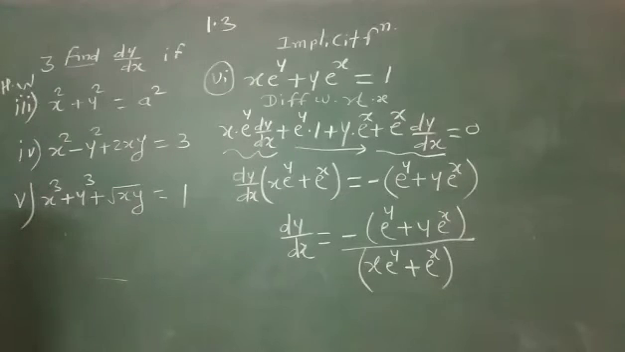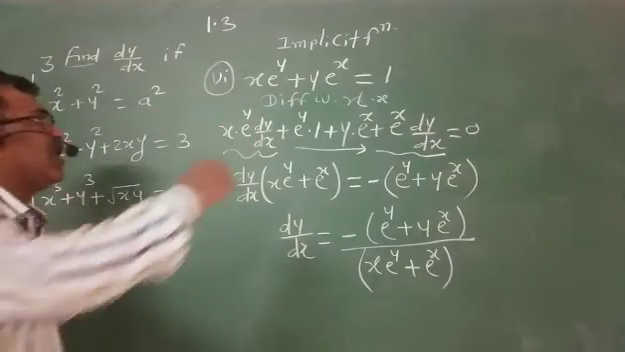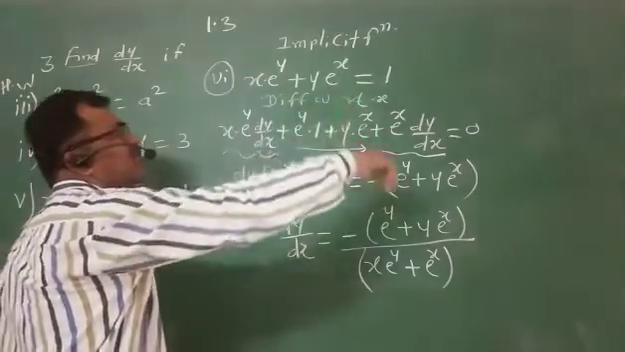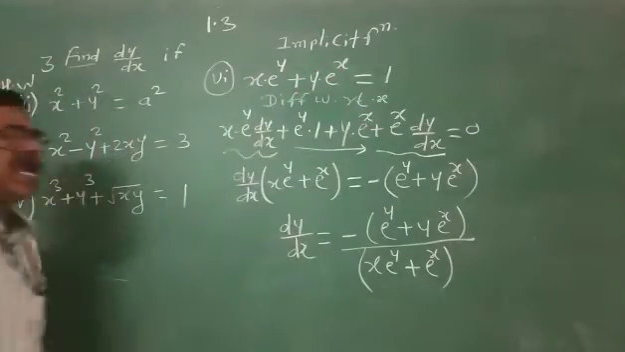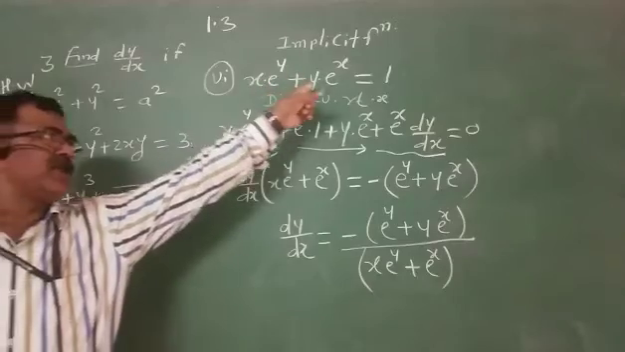dy by dx equal to minus e raised to y plus y e raised to x upon x e raised to y plus e raised to x is the answer. See, step first, use product rule, x into e raised to y and y into e raised to x, that is u v.